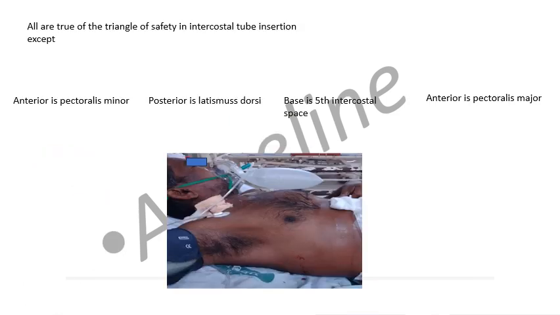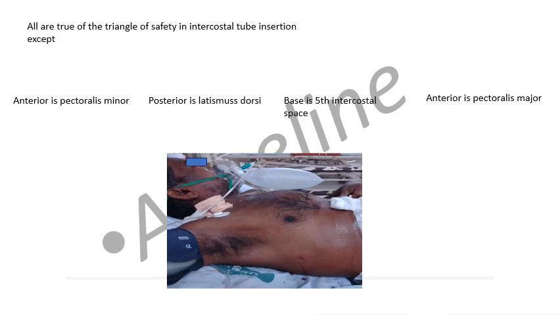So the next question regarding the triangle of safety, you want to know the boundaries. There's a detail about this in one of the presentations, which is called tension pneumothorax and ICD in my playlist. Please have a look for greater depth. So what is the options? Anteriorly is the pectoralis minor, posteriorly is the latissimus dorsi, and the base is the fifth intercostal space, and anteriorly is the pectoralis major.